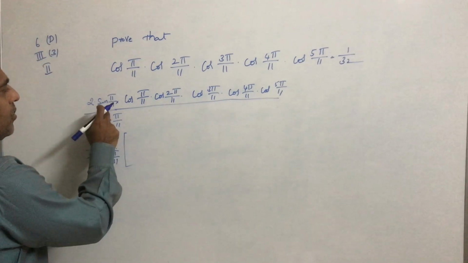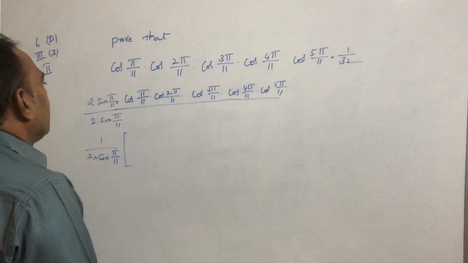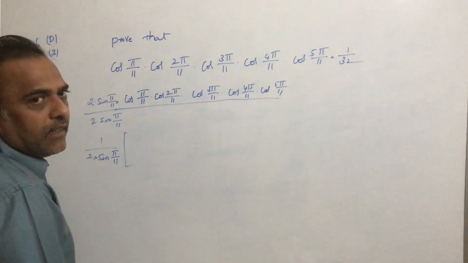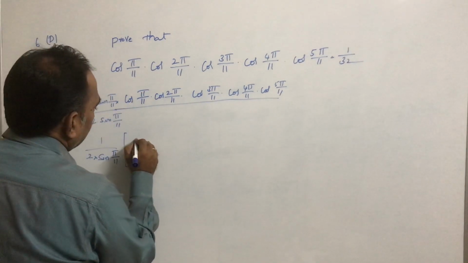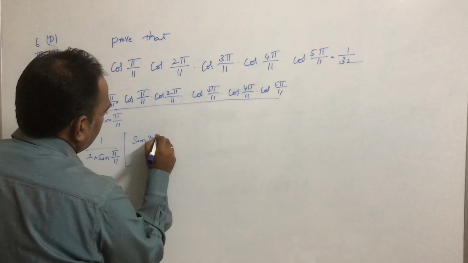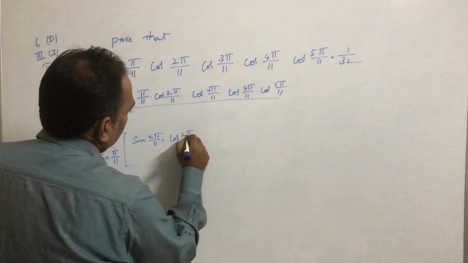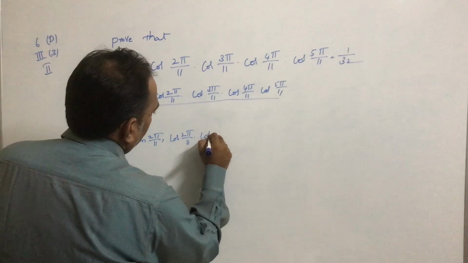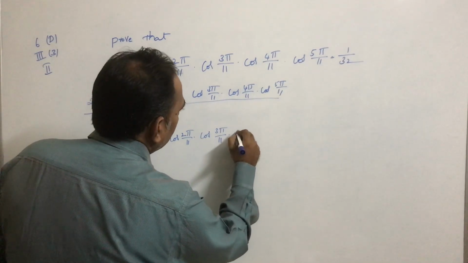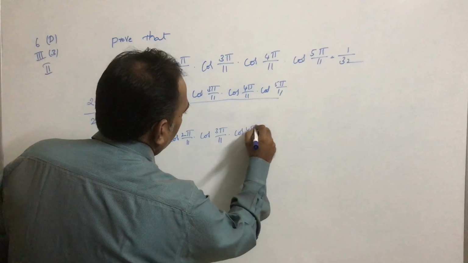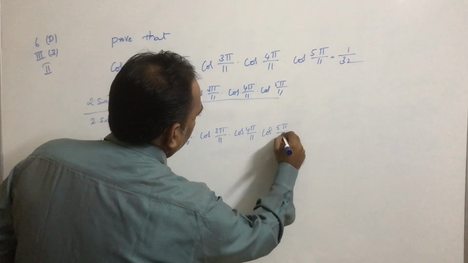This is in the form of 2 sin theta cos theta. What is the formula of 2 sin theta cos theta? Sin 2 theta. So this can be written as sin 2 pi by 11 into cos 2 pi by 11 into cos 3 pi by 11 into cos 4 pi by 11 into cos 5 pi by 11.